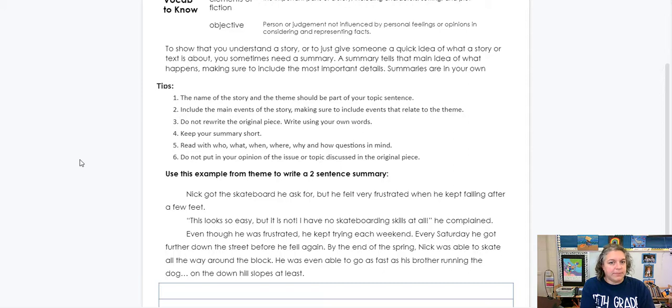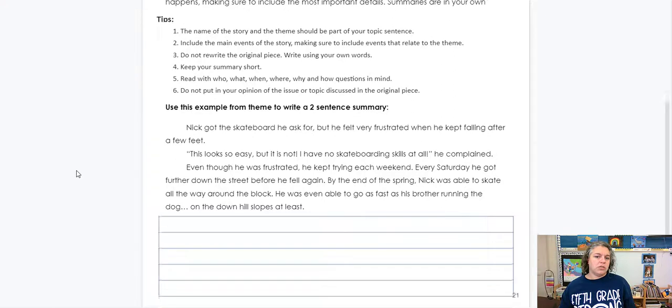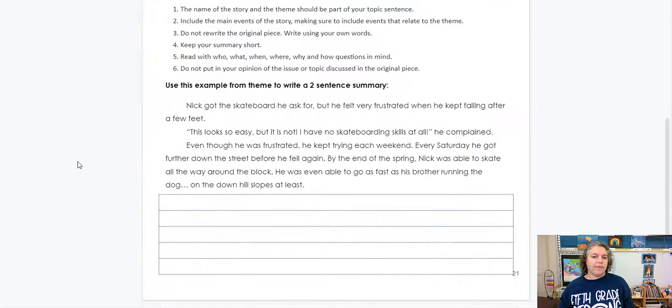So some tips. The name of the story and theme should be part of your topic sentence. You want to include the main events of the story, making sure to include events that relate to the theme. Don't rewrite the original piece. You're writing using your own words, and you want to keep your summary short. Read with the who, what, when, where, and how questions in mind, and don't put your opinion into the issue or topic. So we're going to use this example of a tiny story to write a 2-sentence summary.